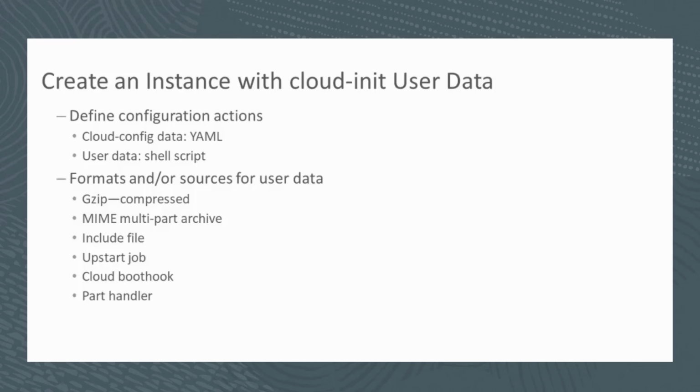Cloud config comprises YAML instructions for configuring an instance, and user data comprises shell script instructions. Each data type can be provided in any one of a variety of formats, including gzip compressed, MIME, or other data types shown on the list. In this video, we will use a bash shell script as the user data type.